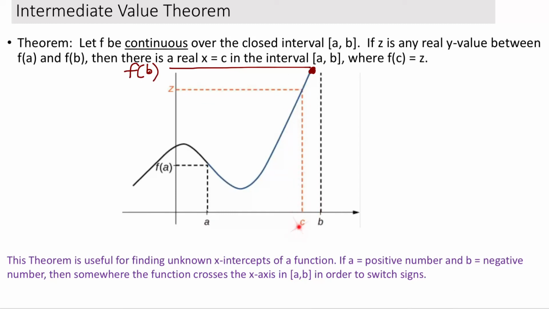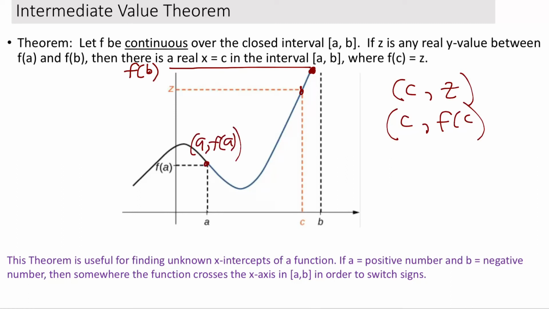So here with this value c, which is an x value, lies between a and b, where f of c is equal to z. It's another way of saying that this point right here has the coordinates c, comma z, or you could say c, comma f of c. So we're guaranteed basically to have a point between a, f of a, which is this point here, and b, f of b, which is this point here.